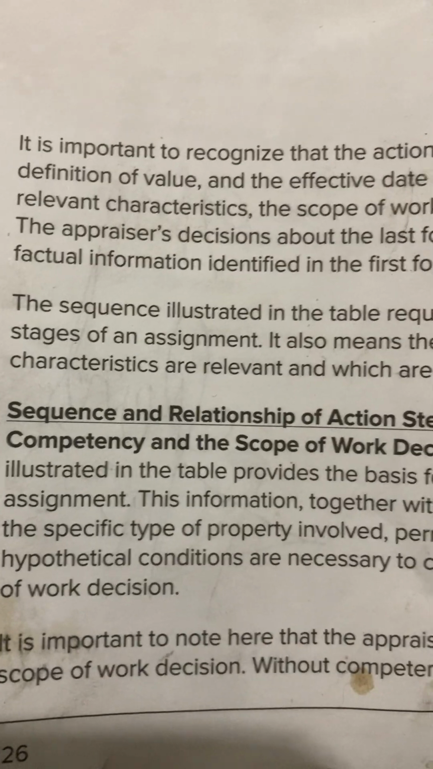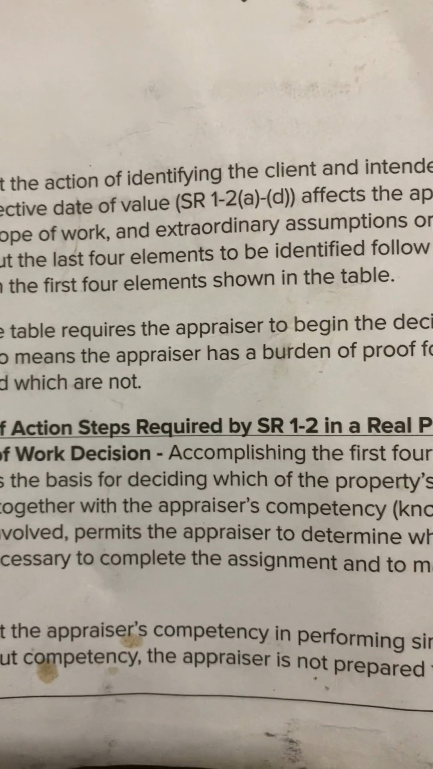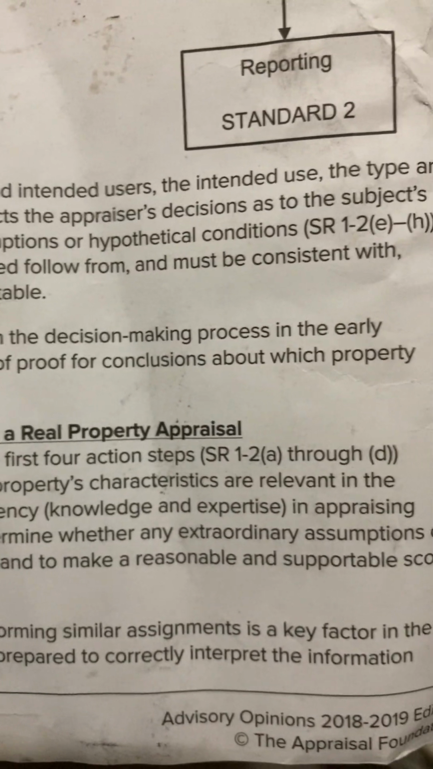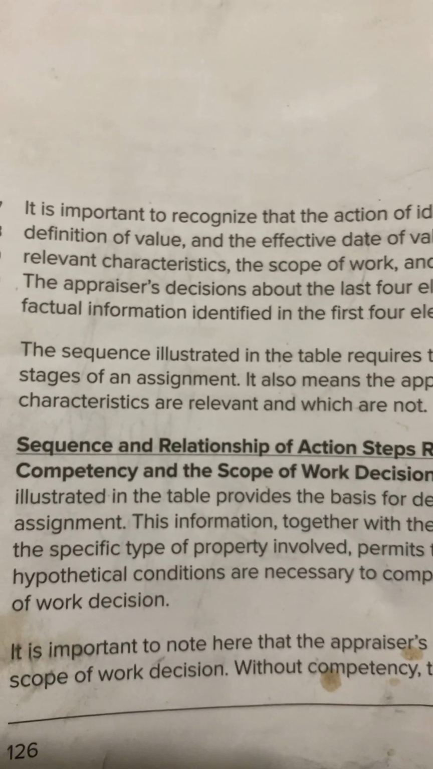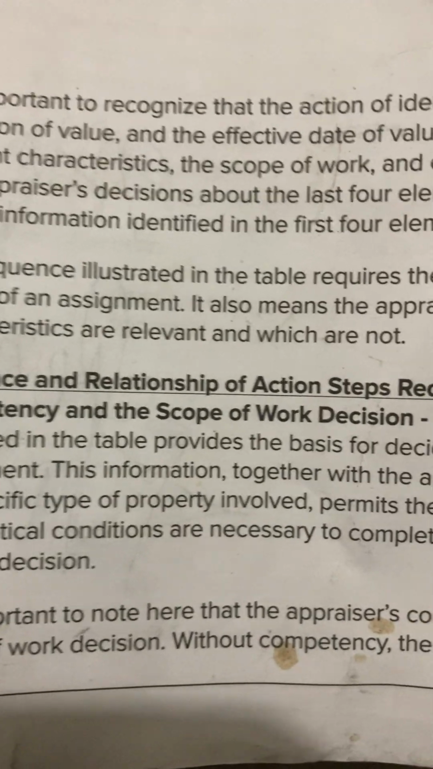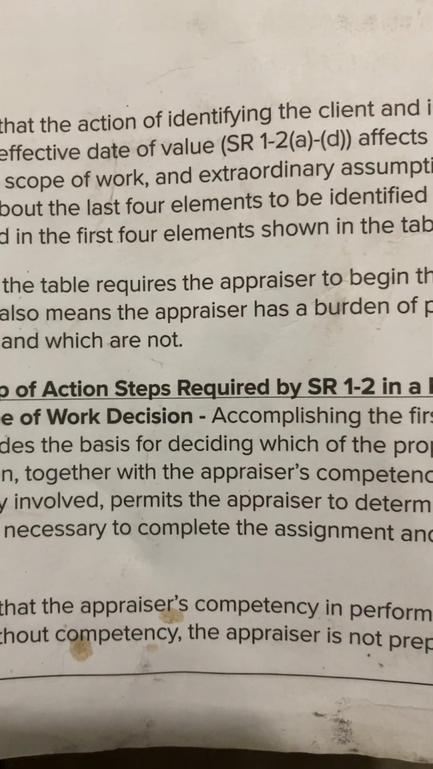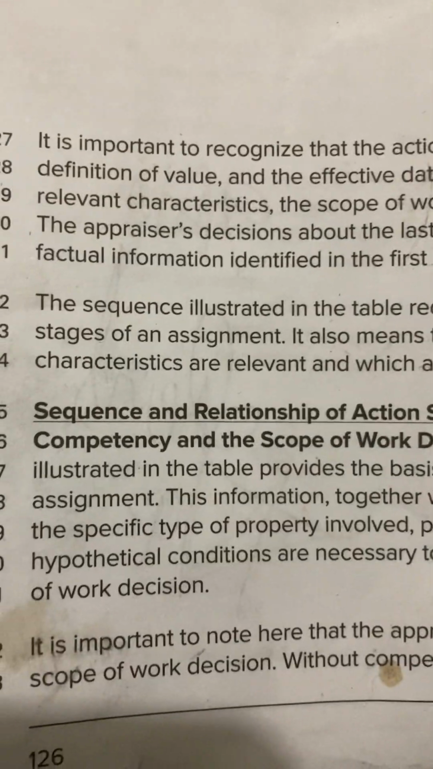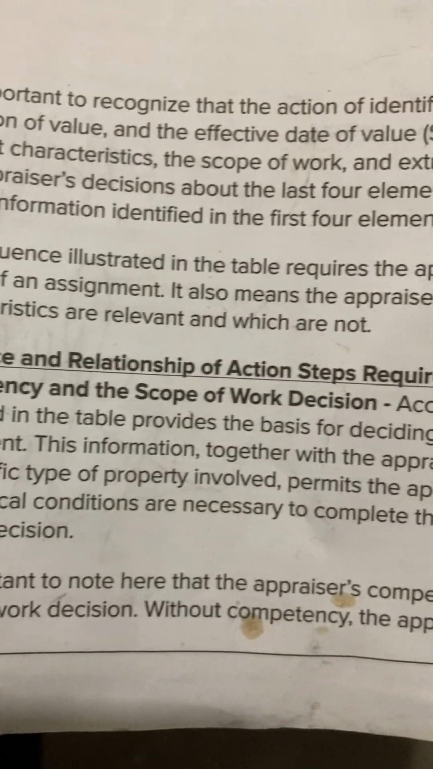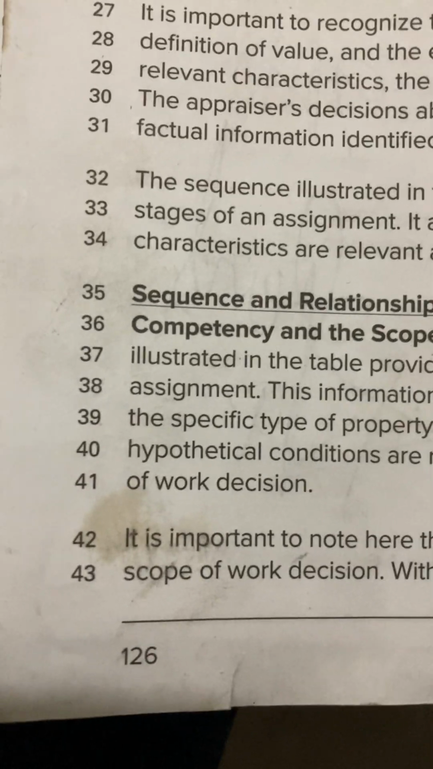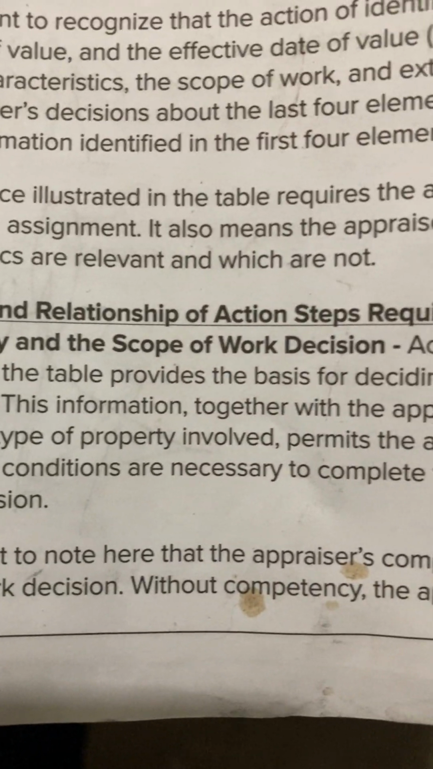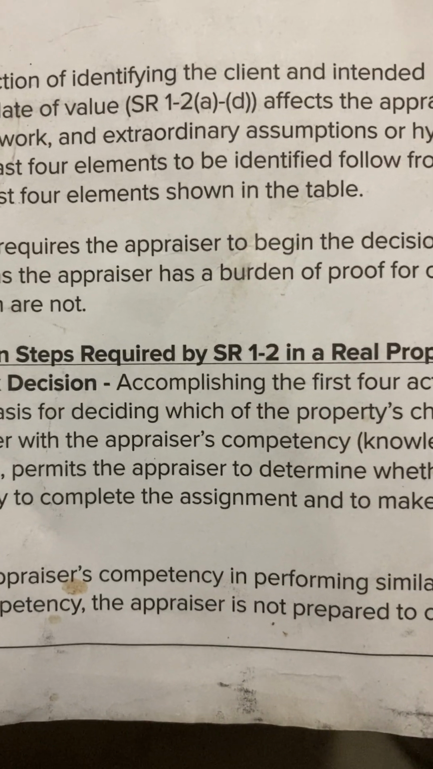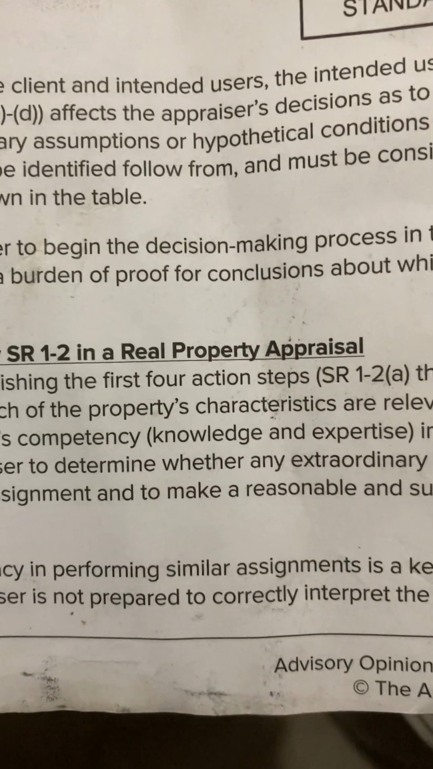The sequence illustrated in the table requires the appraiser to begin the decision-making process in the early stages of an assignment. It also means the appraiser has a burden of proof for conclusions about which property characteristics are relevant and which are not. Sequence and relationship of action steps required by SR 1-2 in a real property appraisal.